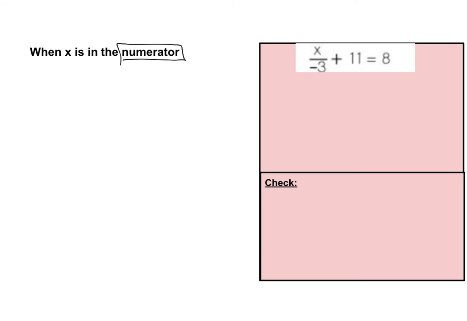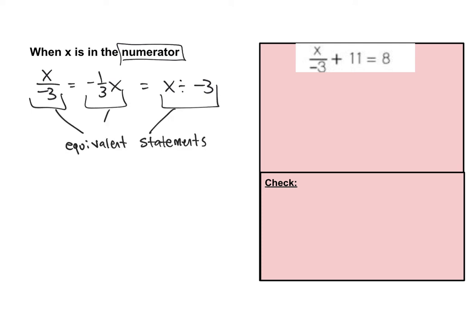Another tricky thing you're going to come across in these equations is when x is your numerator. And all you have to remember here is that there are a couple different ways we could write this: x divided by negative 3 or x over negative 3. This is the same thing as saying negative 1/3 of an x. These are all equivalent statements. So let's keep that in mind when we're solving.